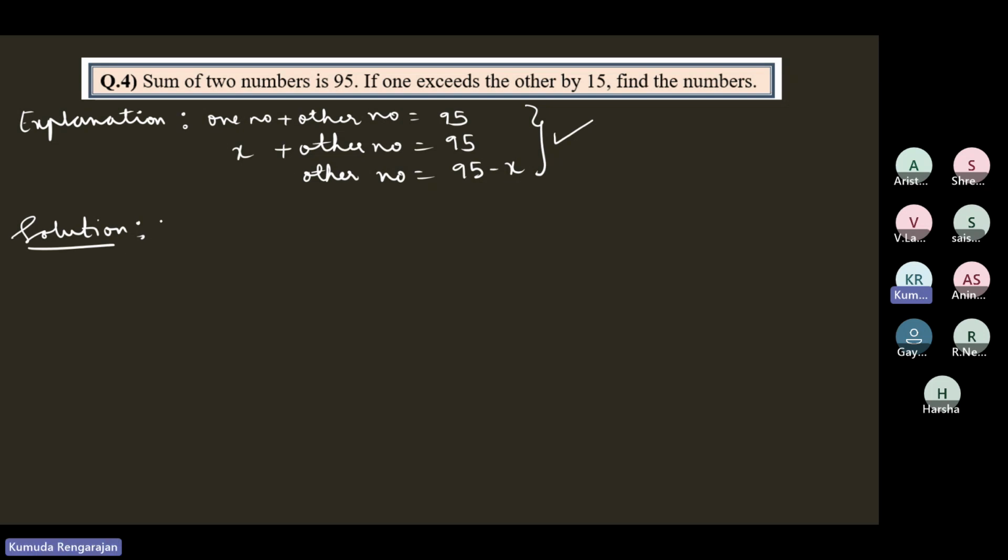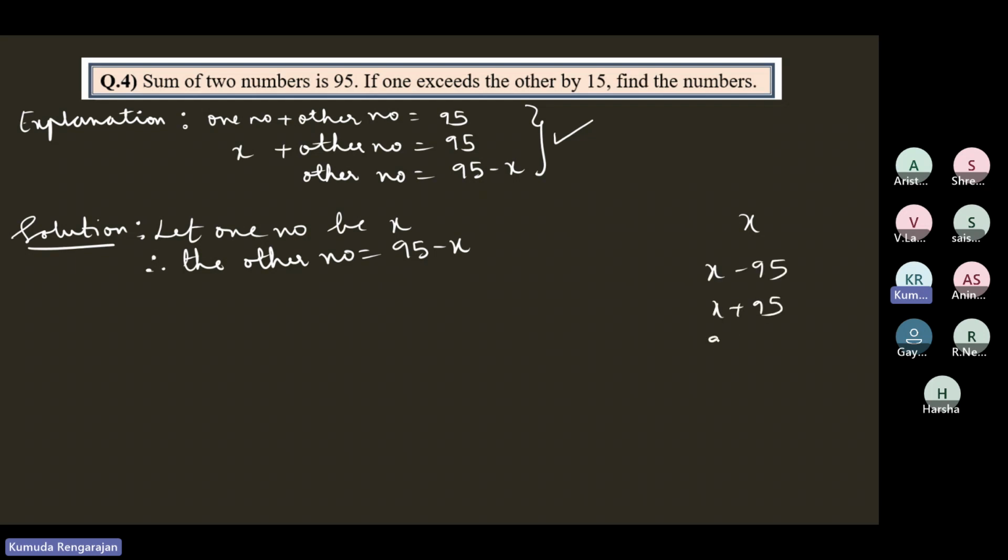Okay, so from this, let one number be x. Therefore, the other number is equal to 95 minus x. Do you all understand what I'm doing? See, sometimes we have a doubt as to how to assume. If one number is x, is the other number x minus 95, or is it x plus 95, or is it 95 minus x? So you may have these questions.